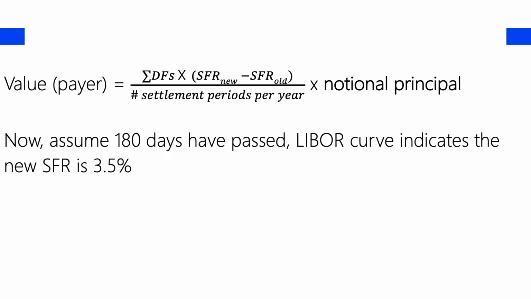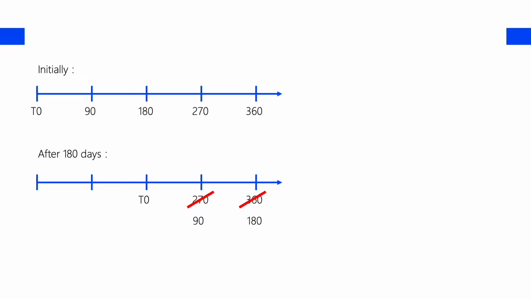So consider the same swap, the one we just went through. We priced at 4.4%. 180 days have passed. So get your timeline out initially. This was a quarterly swap. So you had payments due at 90, 180, 270 and 360. That's what we were looking at. But 180 days have passed. We're getting closer to its end. So we are now here, that's our new T0.